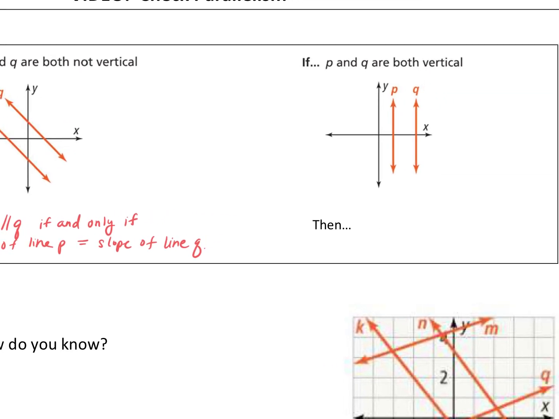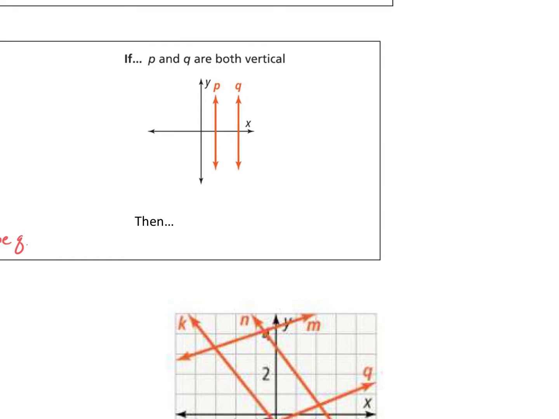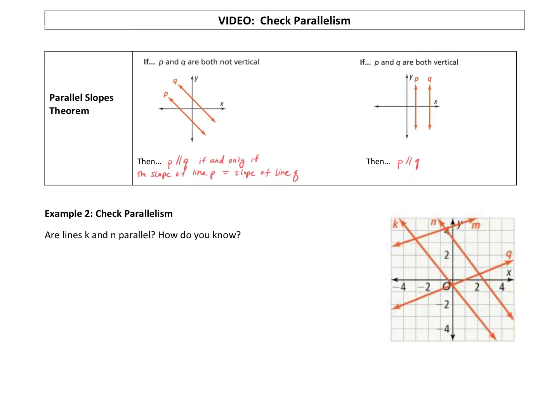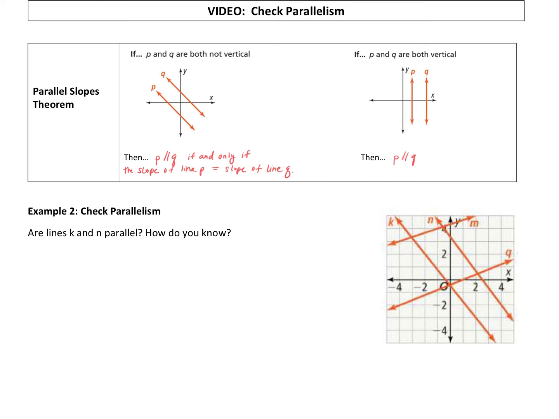All right, well, what if P and Q are vertical? If P and Q are both vertical lines, so we can identify when lines are vertical, then that means that P is parallel to Q. We can straight away say they are parallel if both lines are vertical. So we can see that when lines have equal slopes, our lines are parallel. So let's test that.